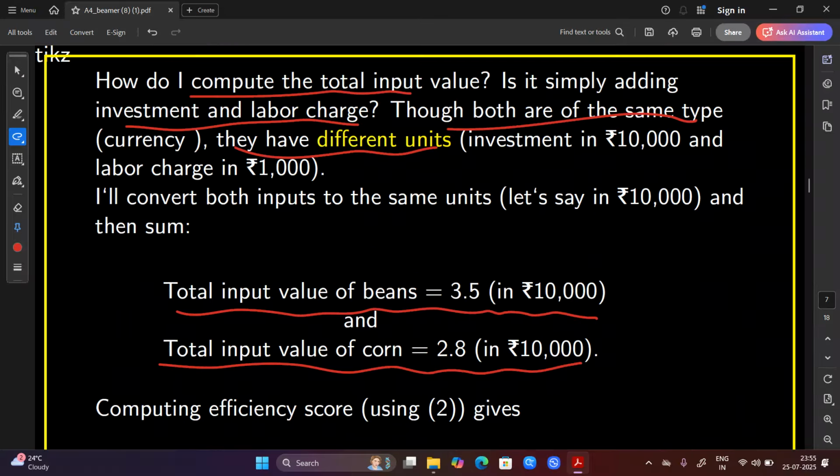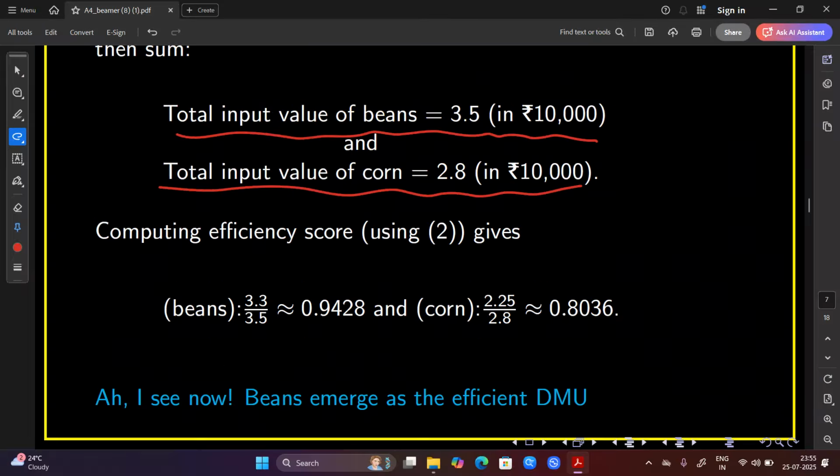Now what to do? Computing the efficiency score using formula 2, which one is efficient, beans or corn? Just see the value. For beans it is 0.9428 and for corn it is 0.8036. Beans emerges as the efficient DMU. This observation is correct. Next slide, I will go to the next slide.